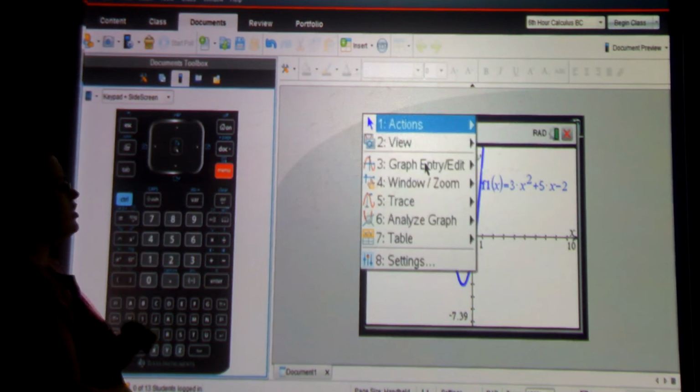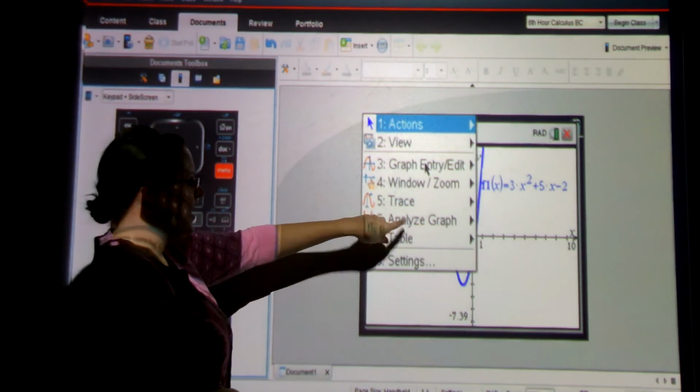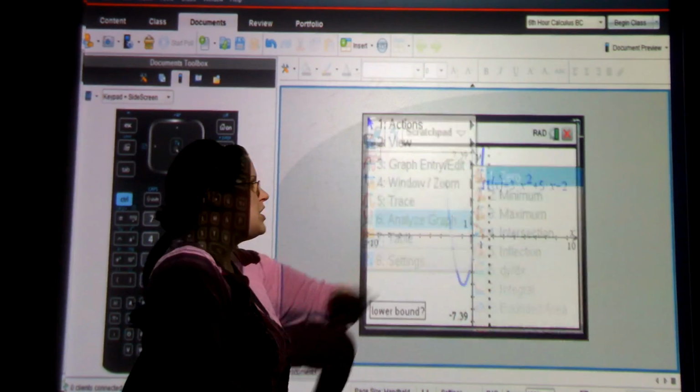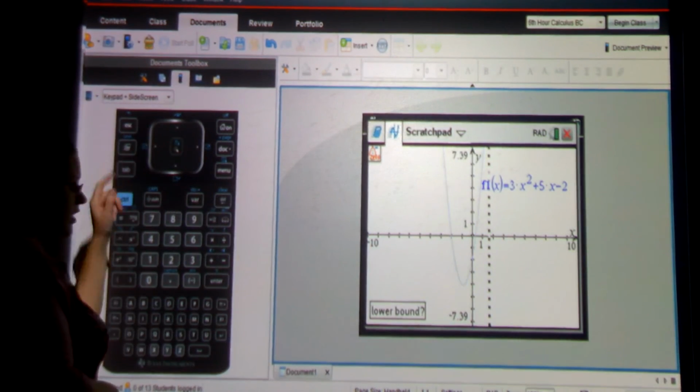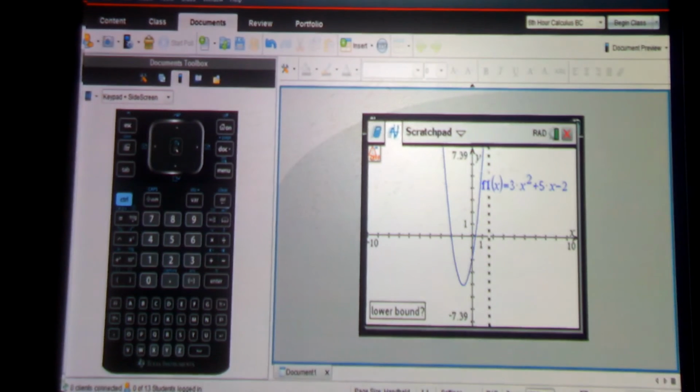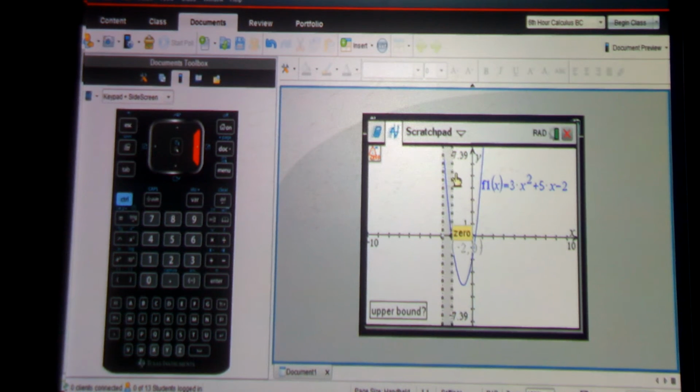So now I'm going to go to menu, analyze graph, 0. Go a little bit before the 0. It doesn't matter which 0 you find first. I'm traditional, I like to go left to right. I'm going to hit enter. Enter. Looks like this one works out nice and neat, -2.